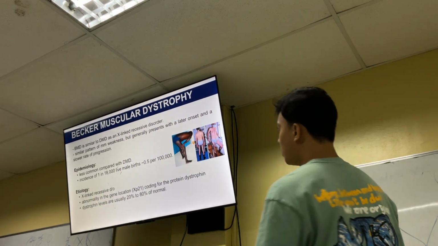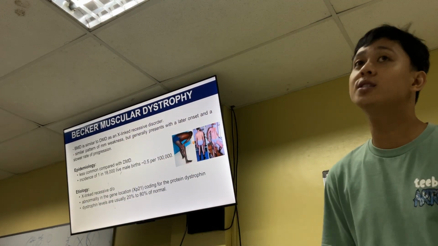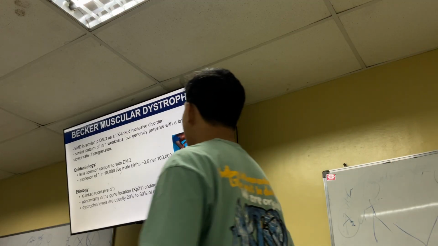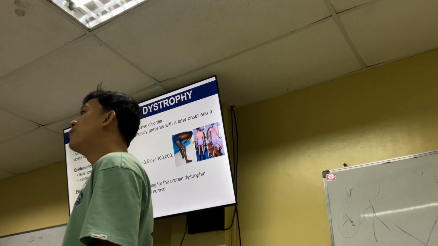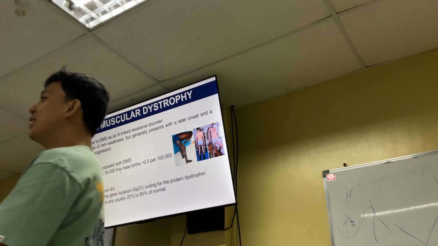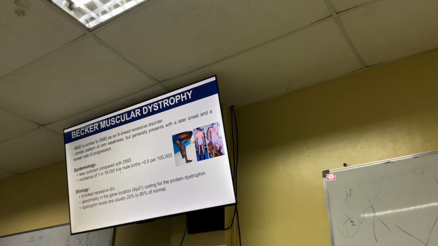Becker, again similar to Duchenne, is an X-linked recessive disorder with a similar pattern of weakness: proximal muscle weakness compared to distal muscle weakness. The manifestation is the same. It is less common compared to Duchenne, and still X-linked.